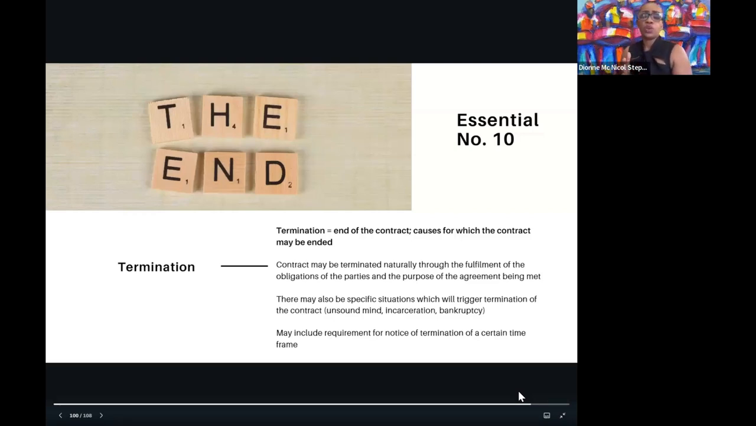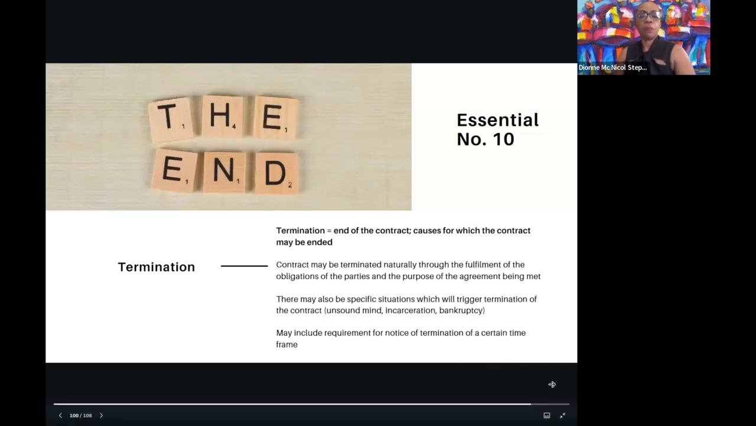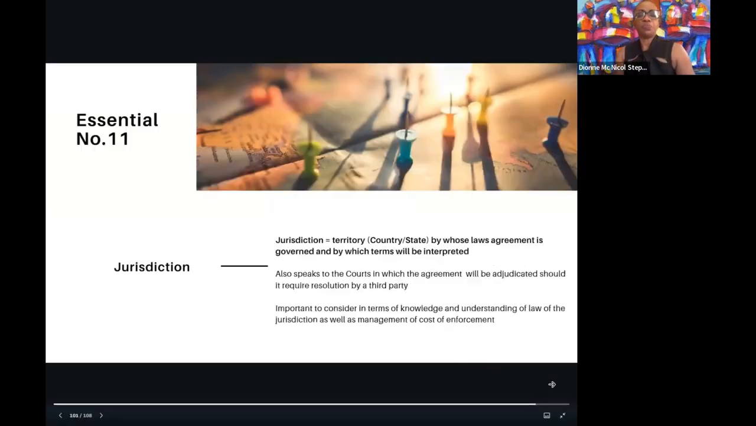It may also include a requirement for notice of termination of a certain time frame. So the termination clause could also speak to the parties having the ability to terminate the contract upon giving 30 days notice to the other party, right? With or without cause. That's a determination that the parties will make. Okay. Let's go to number 11.